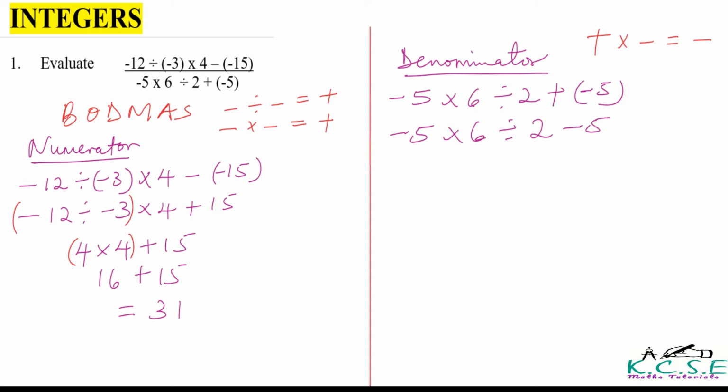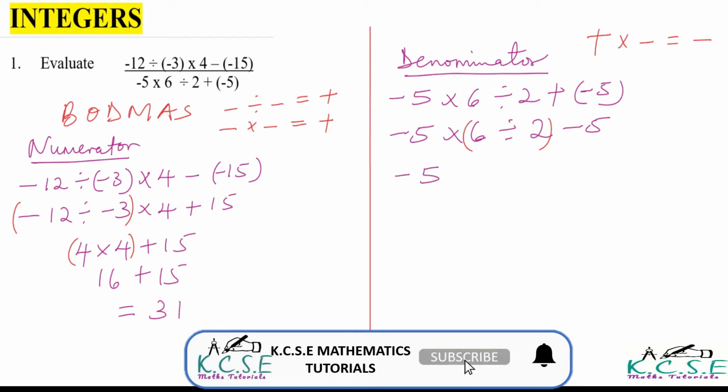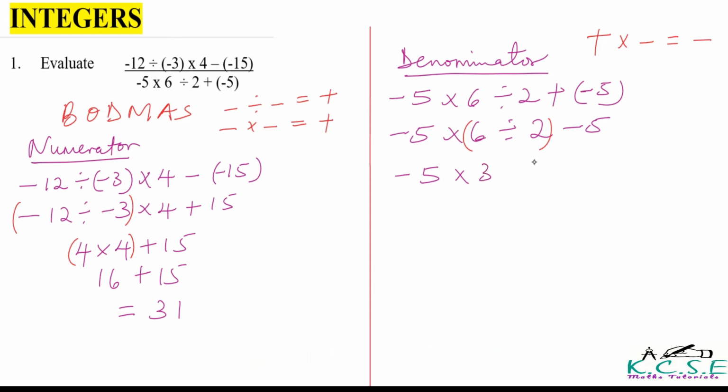The next order of operation that you're going to use is division. So this is what you're going to start with. So we have negative 5 multiplied by 6 divided by 2 is 3, negative 5. The next operation that follows is this, negative 5 times 3, negative 15, negative 5. And lastly, negative 15 minus 5 gives negative 20.